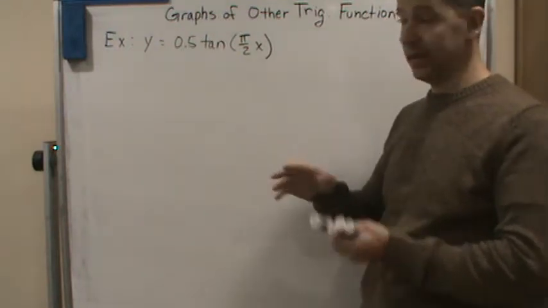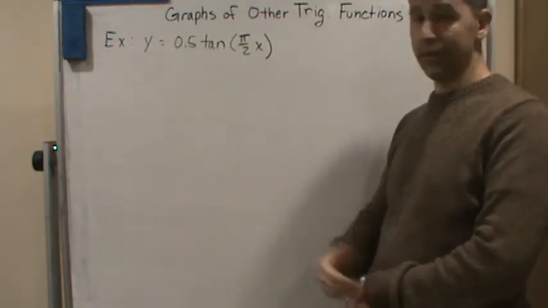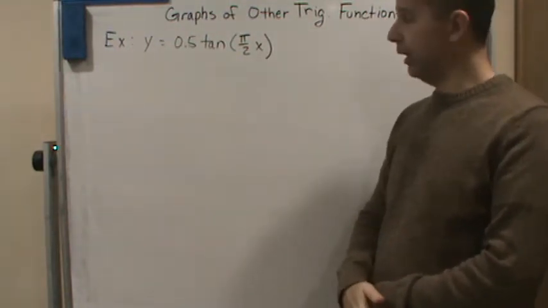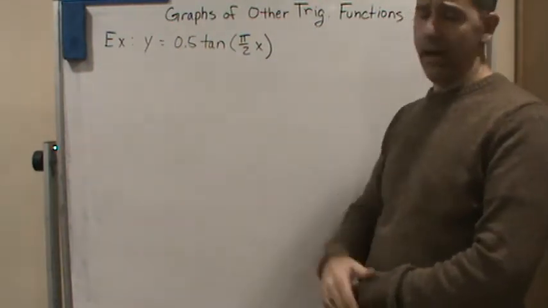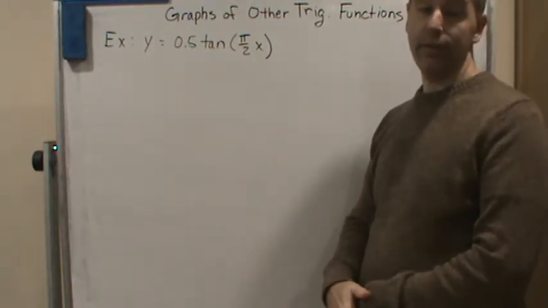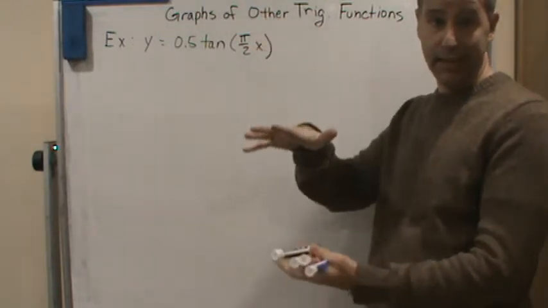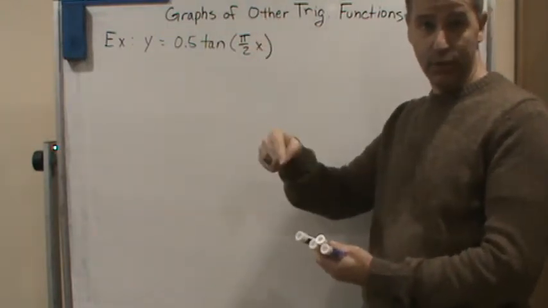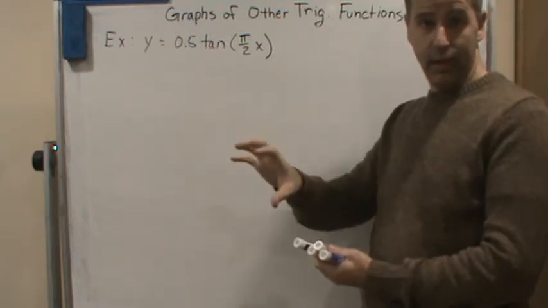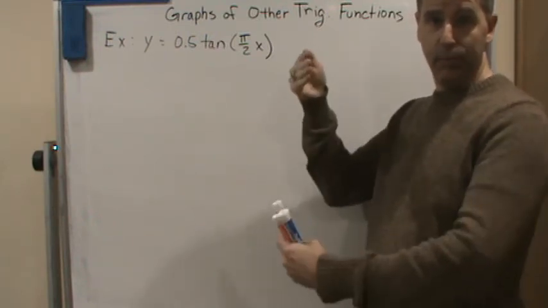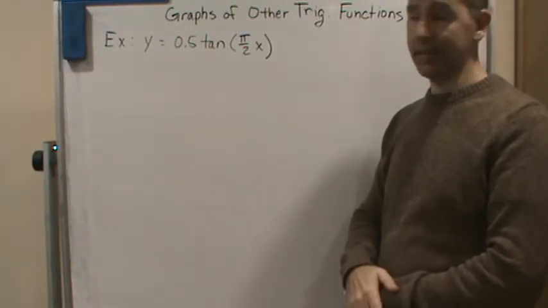So it's positive, which means it's not going to be reflected across the x-axis. It is 0.5, which means it's less than 1. So this means that it's going to be a vertical compression. It's going to push it down and flatten out towards the x-axis, and it's going to be more vertical when you get to the asymptotes.